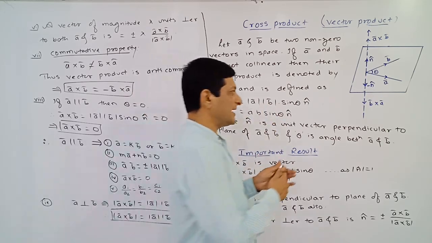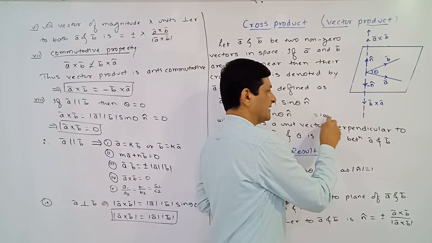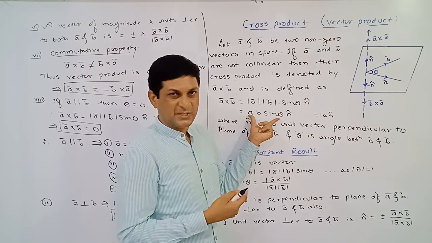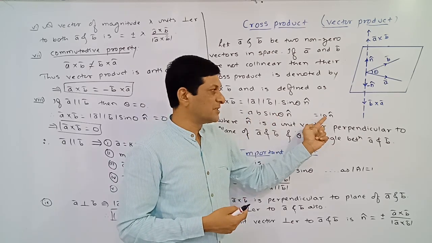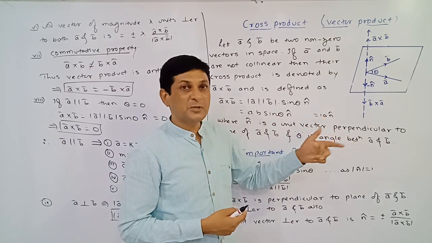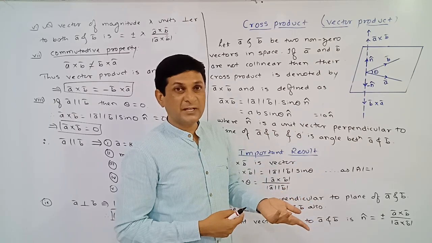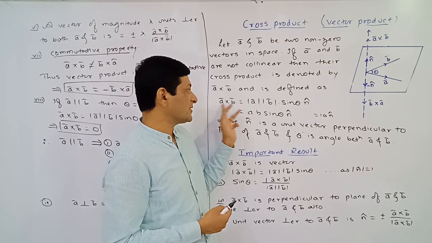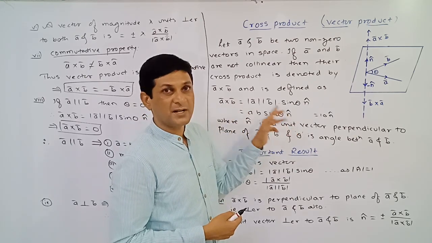Let us suppose that new number is equal to, say, 10, and keep this n cap as it is. Here we are supposing that the multiplication of these three numbers is equal to 10. Now 10 n cap is what? A new vector. That new vector is in the direction of n cap. In short, a bar cross b bar is in the direction of n cap.